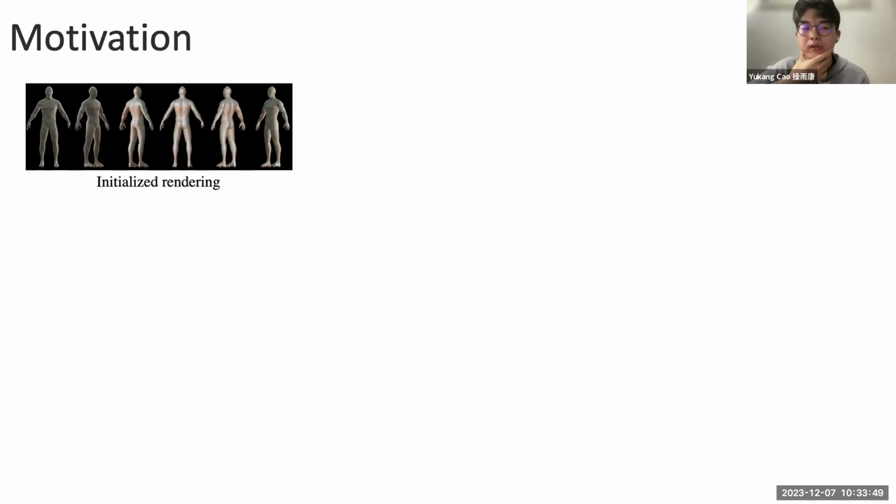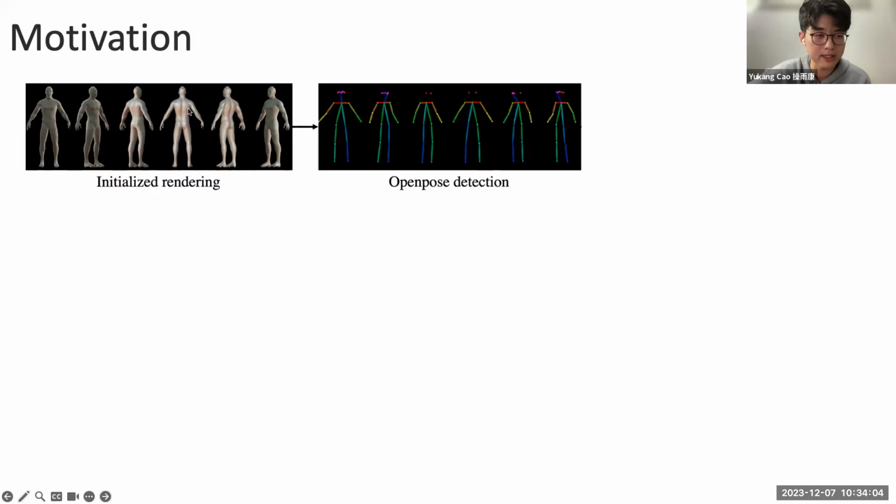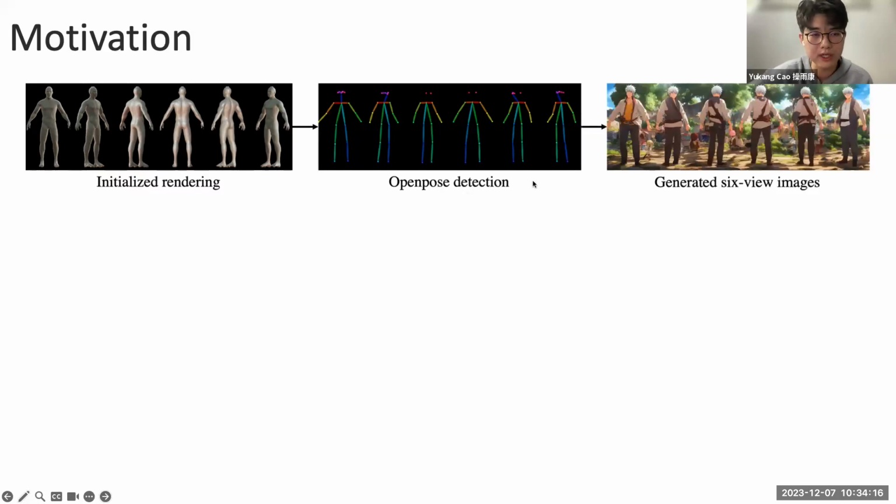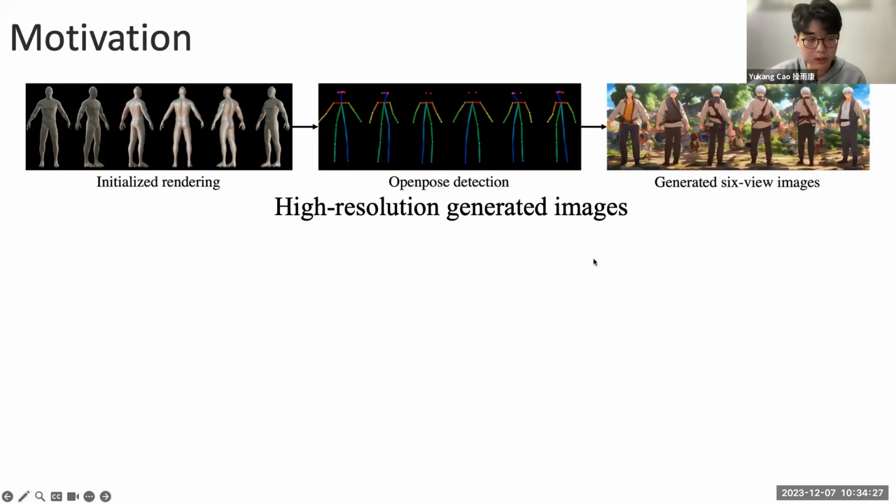Let's first talk about our motivation. Suppose that we can initialize our 3D representation from simple parametric 3D human models. We can render it to various views. Let's take 6 views as an example. Then we can detect the OpenPose skeleton for these renderings. With the big success of text-to-2D image generation methods, we find that with ControlNet and textual inversion, we can generate 6 view images based on one descriptive prompt. Then our question will become, can we create a 3D human model based on these images?